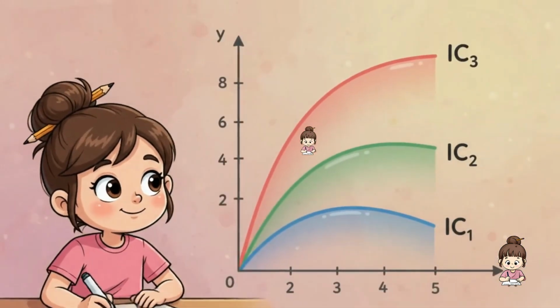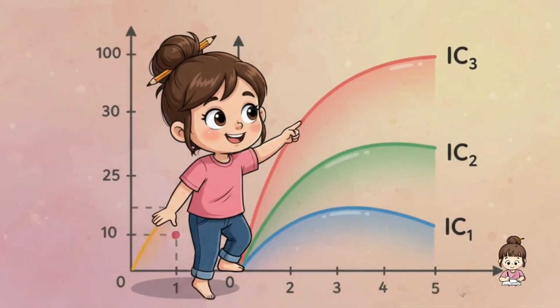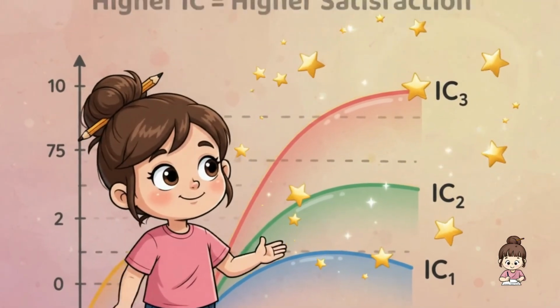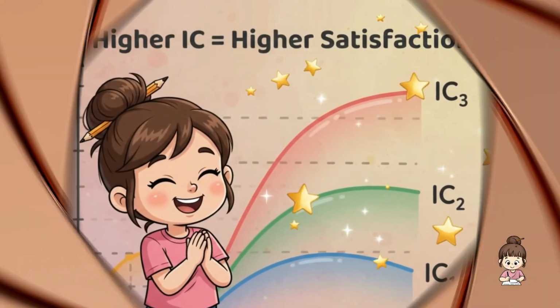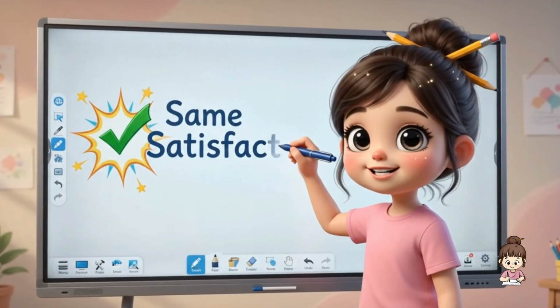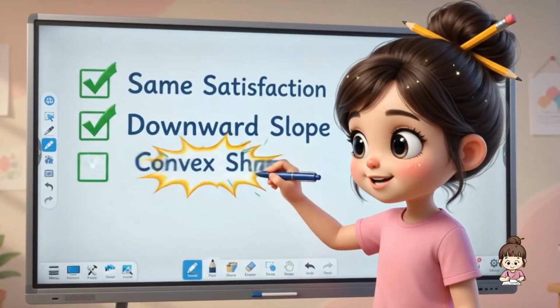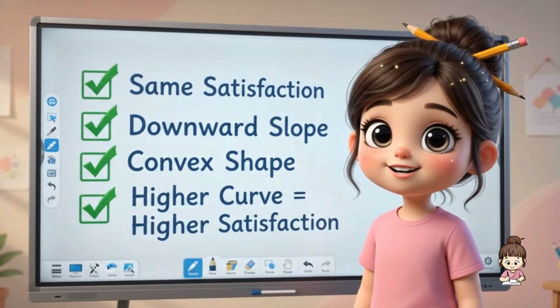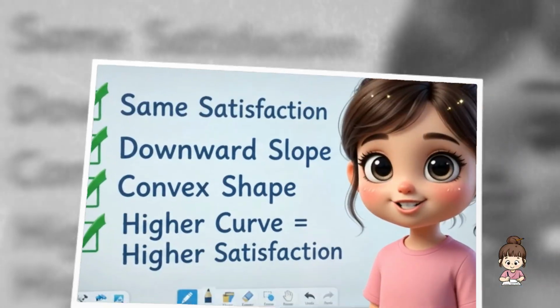A higher indifference curve represents a higher level of satisfaction because it contains combinations with more goods. For exams, remember these 4 key points: same satisfaction, downward slope, convex shape, and higher curves represent higher satisfaction.